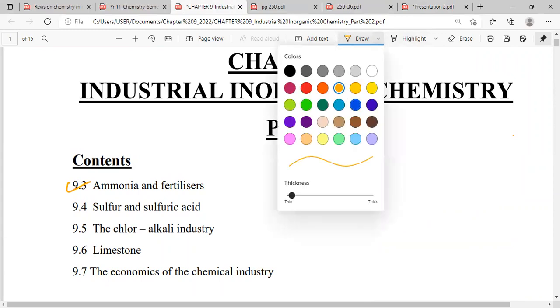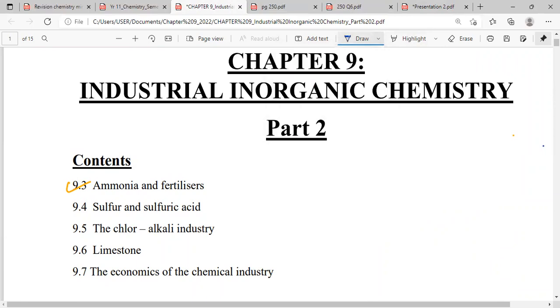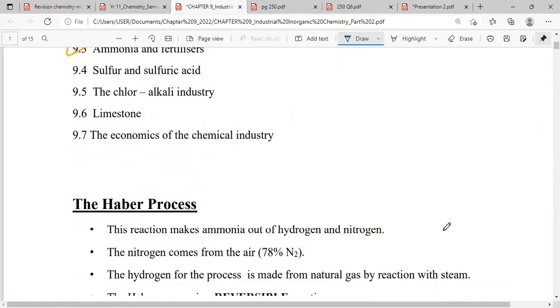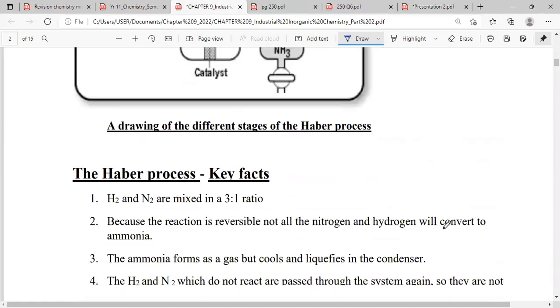Before that, I would like to ask you a question. What is the symbol for sulfur? The symbol for sulfur is S. And do you think that sulfur is a metal or a non-metal? Sulfur is a non-metal. Okay, good. So let's proceed to the notes.